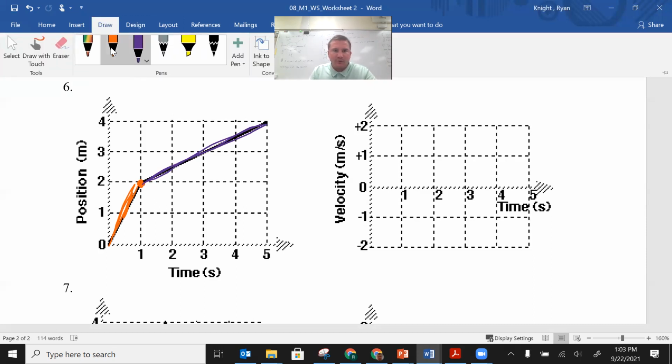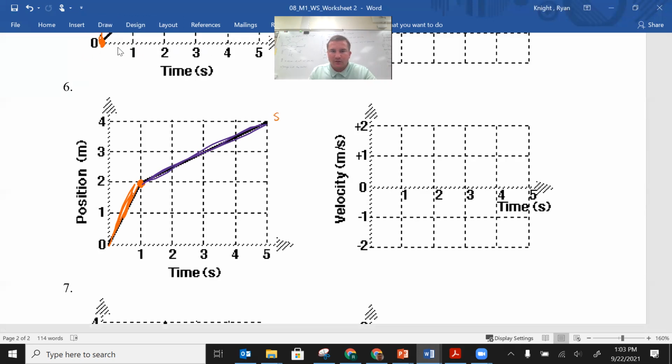So if I do the orange part first, slope equals rise over run. If I look at the rise, which goes from 0 up to 2, that's a rise of 2. If I look at the run, we go from 0 to 1. So rise was 2.